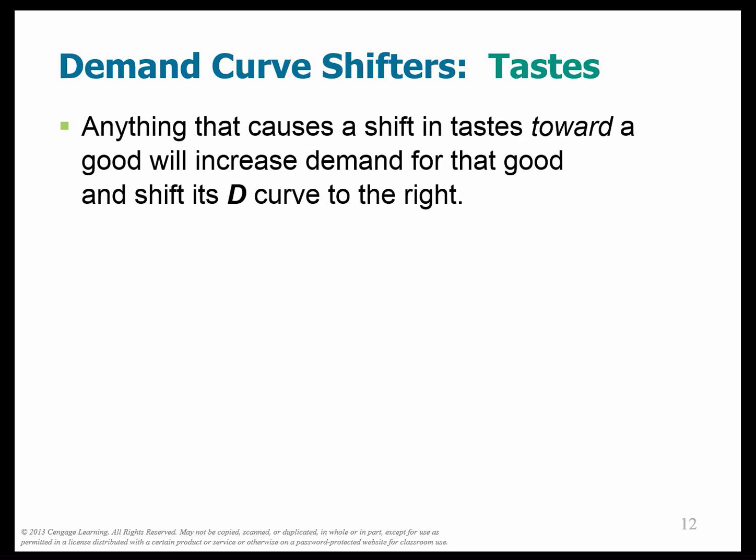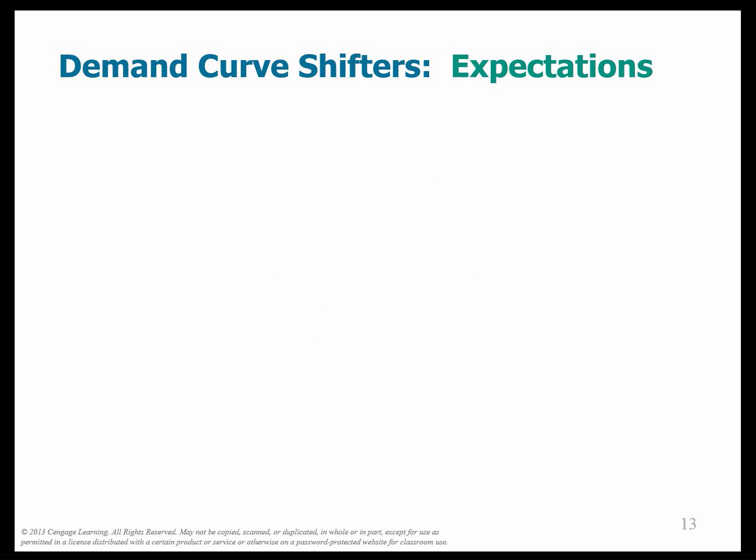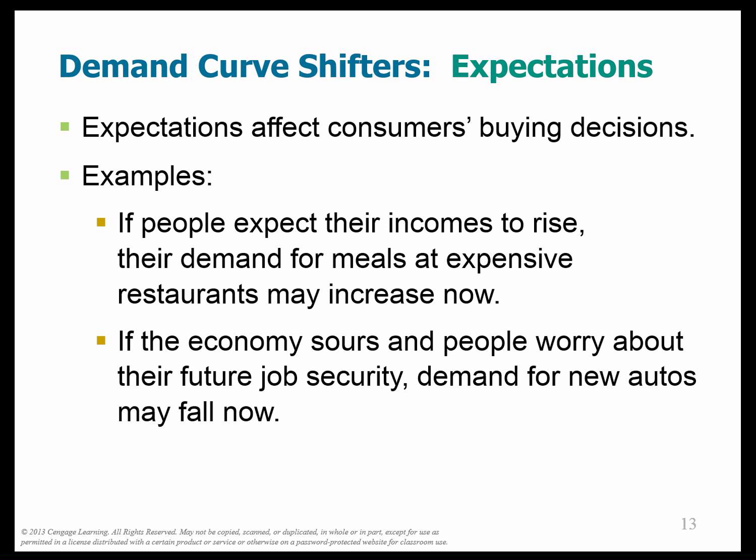Tastes, we also call this desires or preferences. Anything, including perhaps advertising. If Apple decides to advertise for their iPod a lot, that's going to make the demand curve shift to the right just because people want to buy it a little bit more. And the final one we're going to talk about is expectations. Here are some examples that you can read over. These are also pretty self-explanatory.